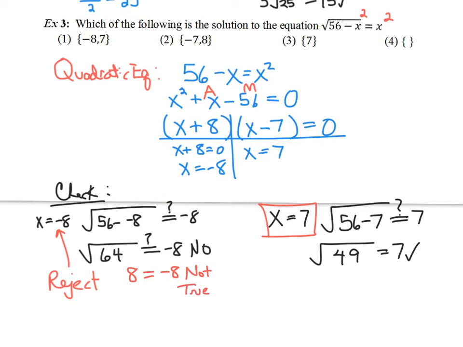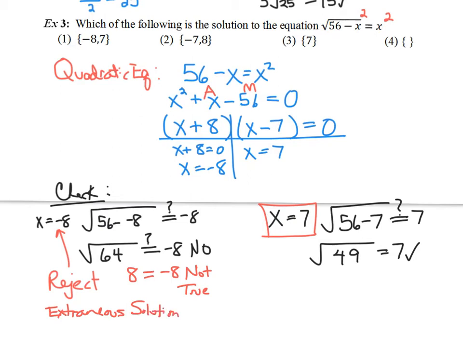So that's why we are going to say our solution of negative 8 does not work in the original. We're going to reject that answer. It's called an extraneous solution. So an extraneous solution is a solution that looks like it's going to work, but when we go back and check in the original, it doesn't.